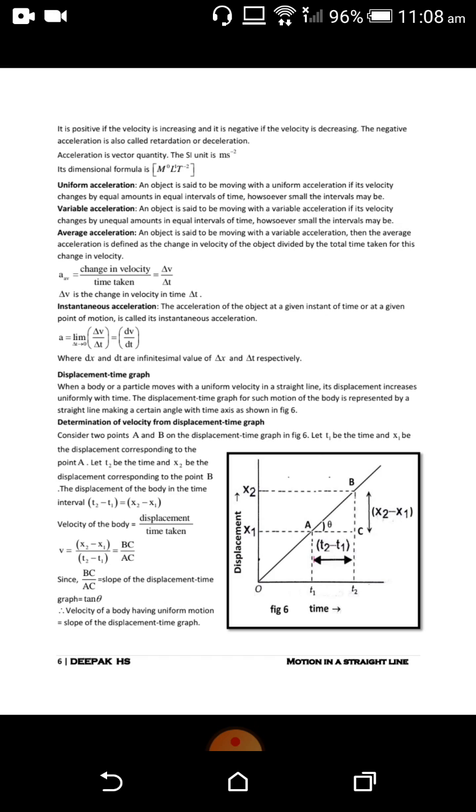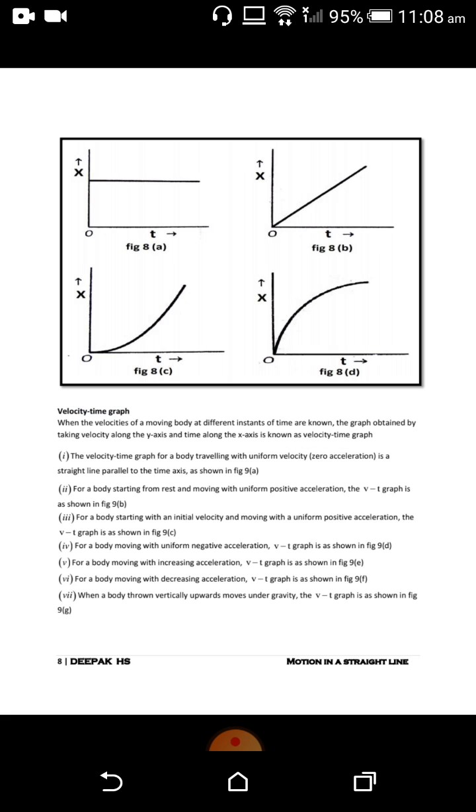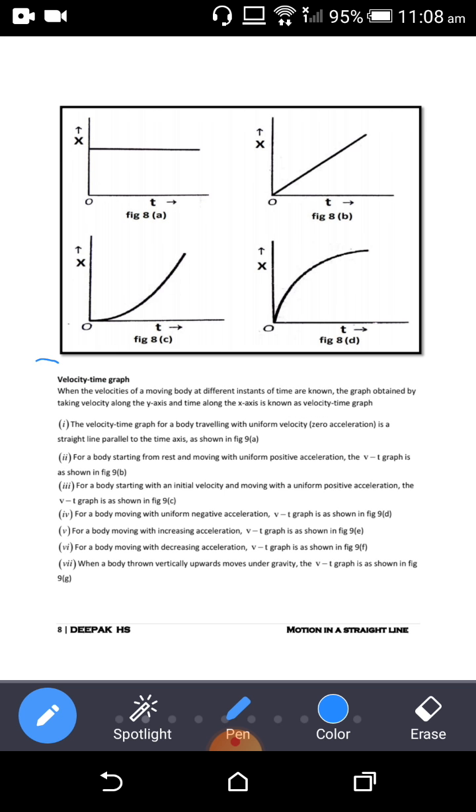Next is the displacement time graph. You can go through that, and even the velocity time graph you can go through. Similarly, displacement of a particle in a given interval of time is equal to the area under the velocity time graph, so even this you can go through. Anyhow, the position time graph is not there. It has been removed from the syllabus. So you have this velocity time graph.